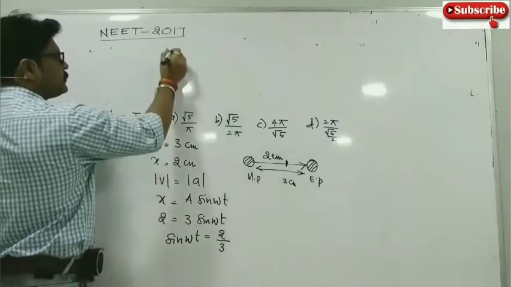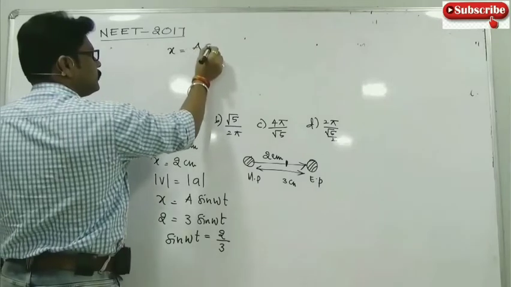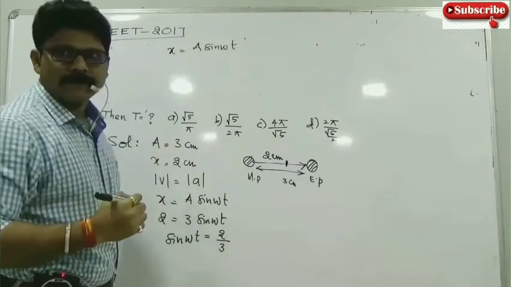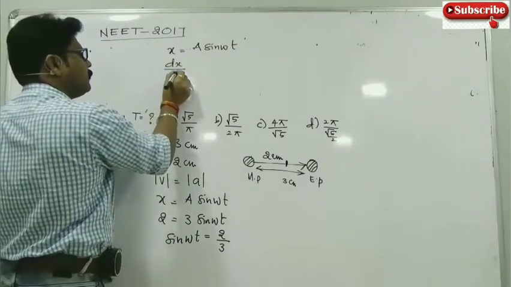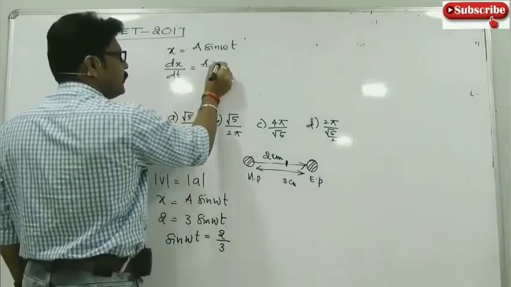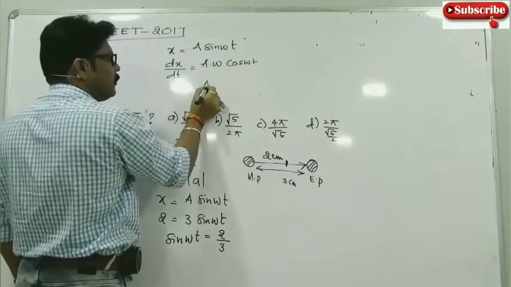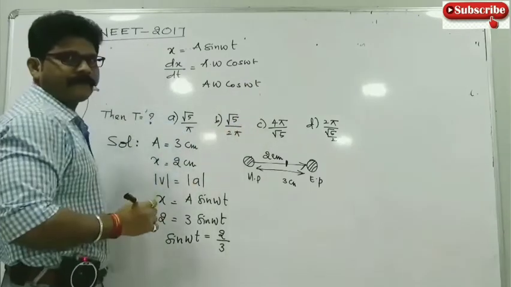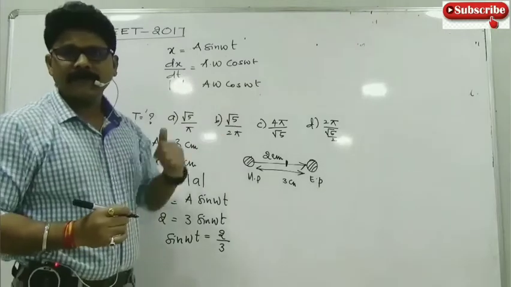So x is equal to a sin omega t. This we know when the particle is starting from the mean position. Now differentiate this equation: dx by dt equals a into omega cos omega t. This is nothing but velocity, a omega cos omega t. Right. So the magnitude of it is equal to the acceleration.